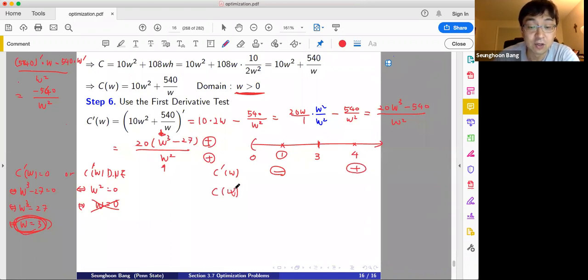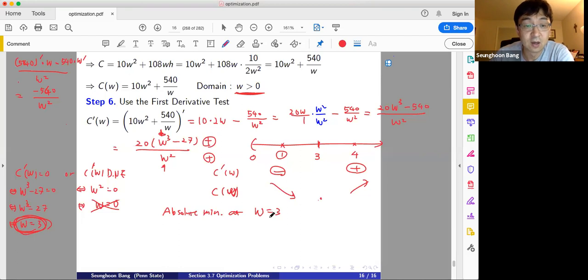So C of W is decreasing and then increasing. The graph is decreasing and then increasing, so we have a local minimum at 3. In this case, the local minimum is exactly the absolute minimum. So we have the absolute minimum at W equal to 3.